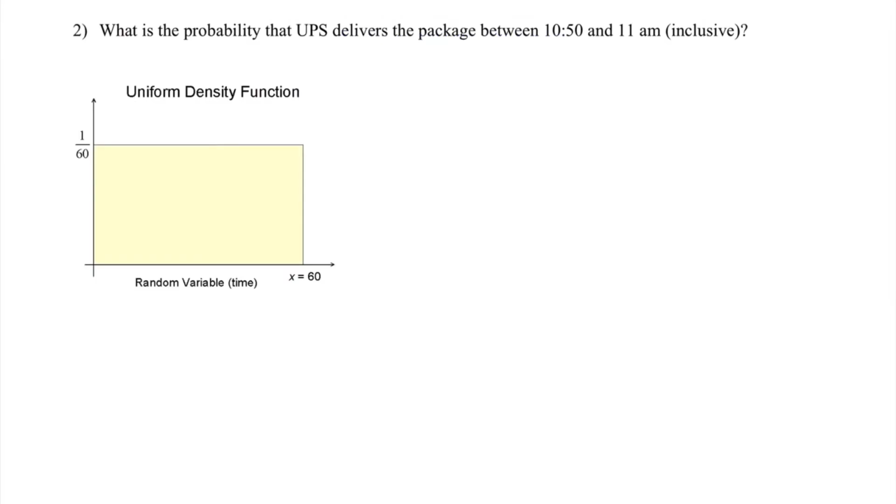Now they're asking us, what is the probability that UPS delivers the package between 10:50 and 11 a.m.? Now we know 11 a.m. represents the value where x is equal to 60, because that would be 60 minutes after our starting time of 10 a.m. And 10:50 would be x equal to 50 minutes after our starting time of 10 a.m. We see that rectangle drawn on the graph, and again we just need to find the area of our rectangle.